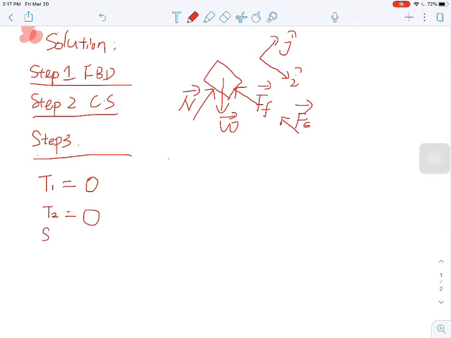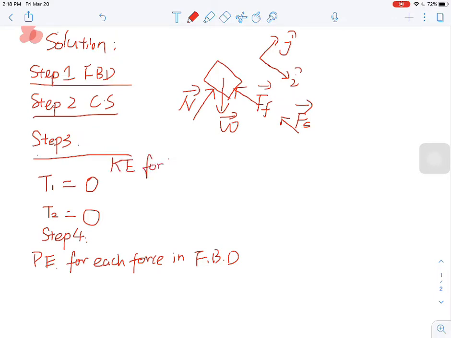And now let's move on to step 4. At step 4, we need to figure out the work or potential energy from each force. So you need to analyze potential energy, let's call it PE, for each force in the free body diagram. And in step 3, I would just write down here that would be kinetic energy, KE, for each mass.